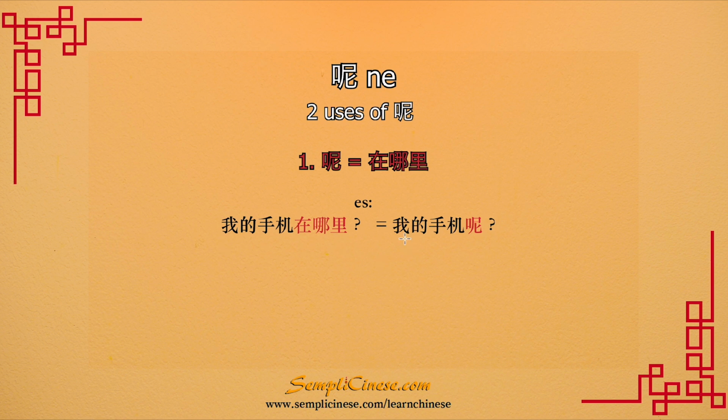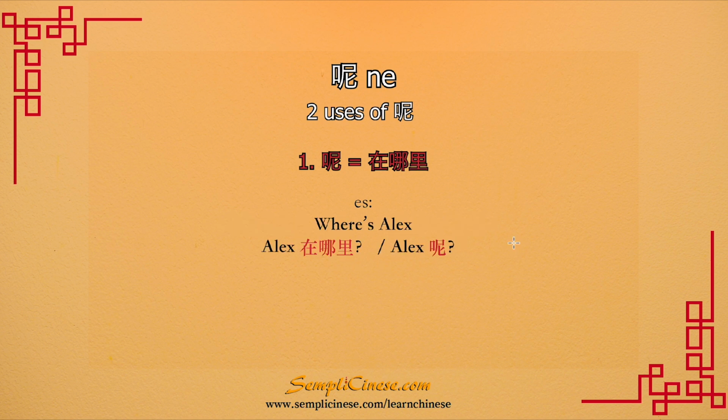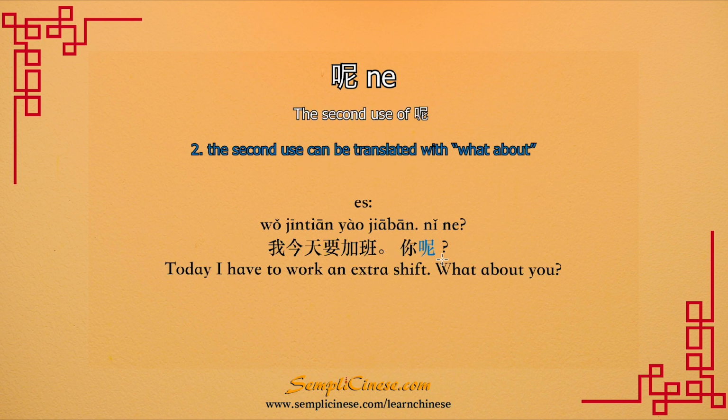You can also say 我的手机呢? You can use 呢 to mean where. So where is my phone? 我的手机呢? Or where is Alex? Alex 在哪里? That's the first option, using 在哪里. Or we can say Alex 呢? Where is Alex? The same. The second use of 呢 is basically when it can be translated with what about?